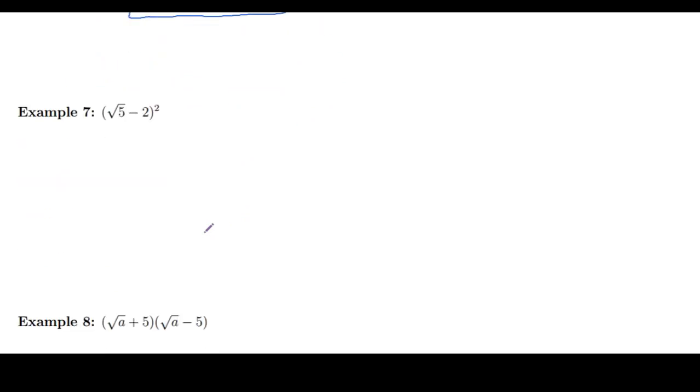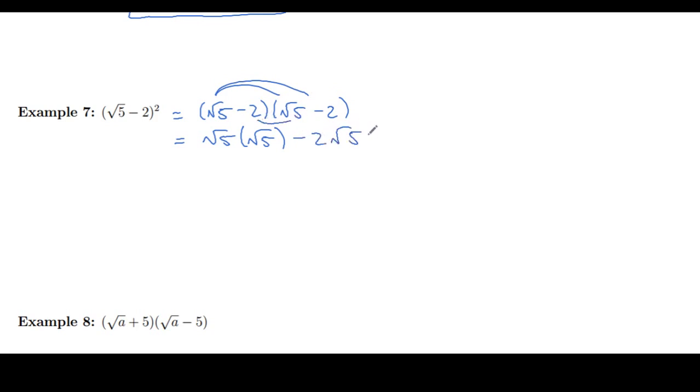The next one, we can rewrite this square as root 5 minus 2 times root 5 minus 2. And we'll use our FOILing procedure, so root 5, root 5. Outside will be minus 2 root 5, and then the inside will be minus 2 root 5. And the last term, minus 2 times minus 2, will be plus 4. So root 5 times root 5 is 5. These two will give us minus 4 root 5, combining by coefficients because we have like terms of root 5, and then plus 4. So then this will be 9 minus 4 root 5.